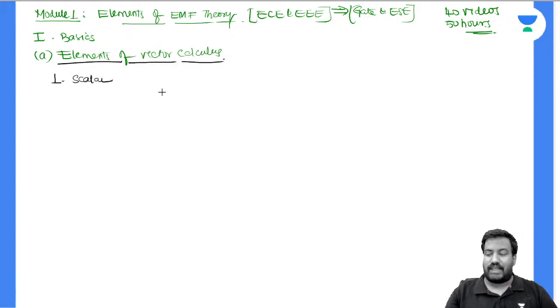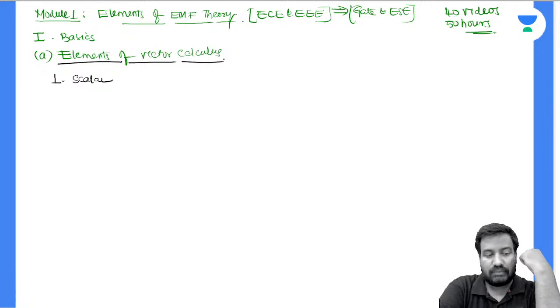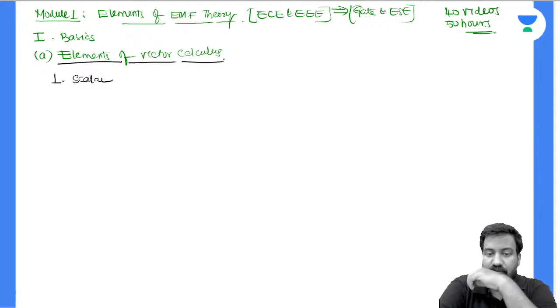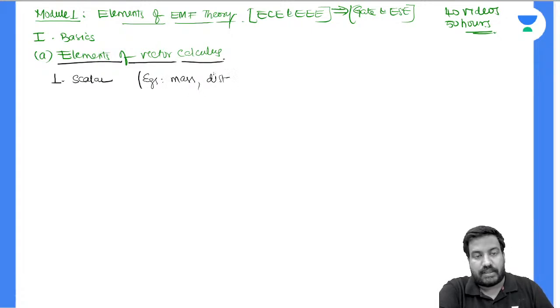Quantities like scalar. What is a scalar, dear? A scalar is something which has only magnitude, no direction. Can you even tell me examples of scalars? Mass. Okay. Distance. Time. All these are examples of scalars.